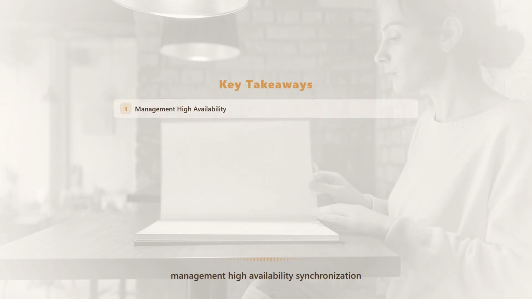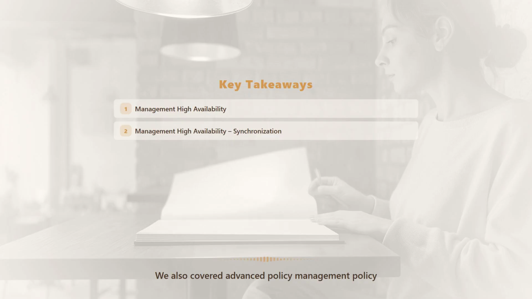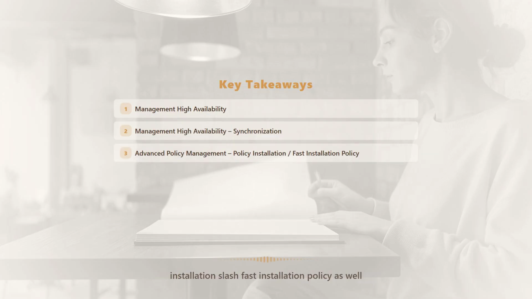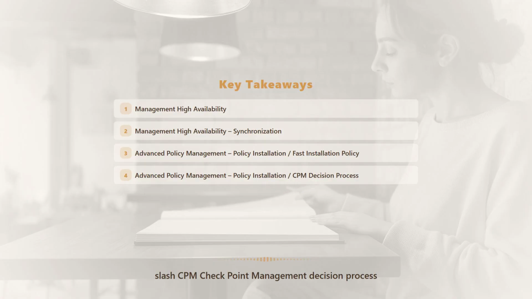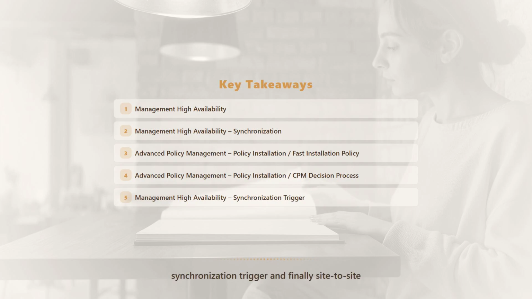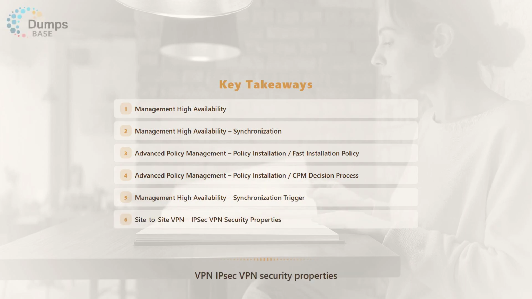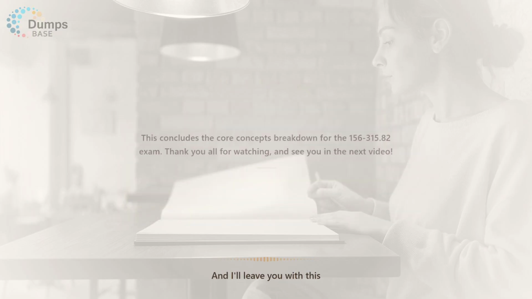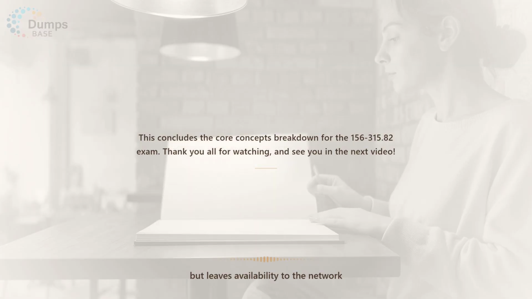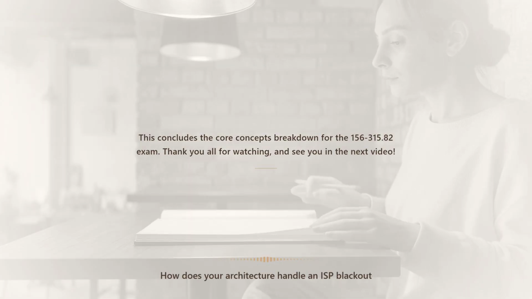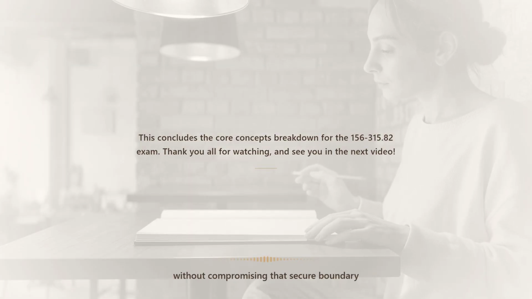So today, in this deep dive, we mastered management high availability synchronization. We also covered advanced policy management: policy installation, fast installation policy, as well as policy installation and the CPM decision process. Then we wrapped up with the management high availability synchronization trigger, and finally, site-to-site VPN, IPSec VPN security properties. And I'll leave you with this. If IPsec guarantees authenticity and integrity but leaves availability to the network, how does your architecture handle an ISP blackout without compromising that secure boundary?